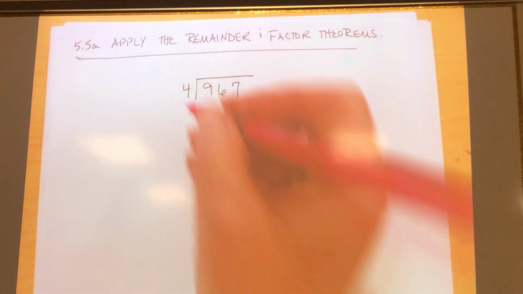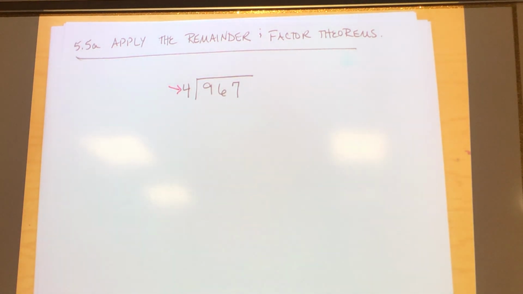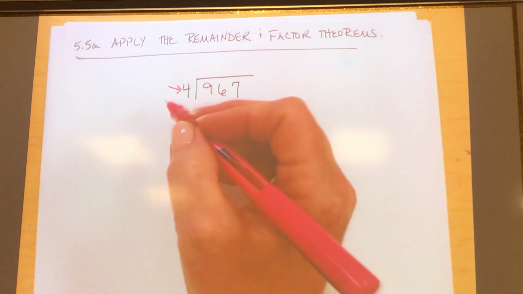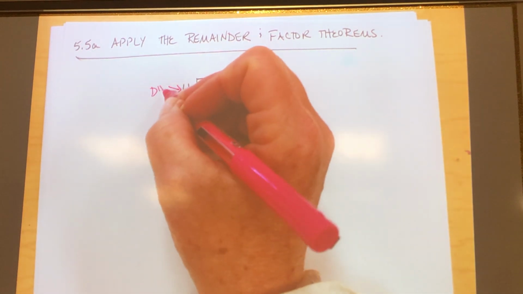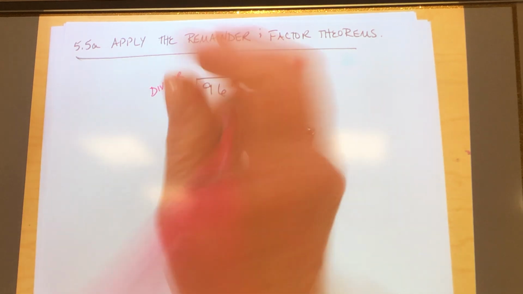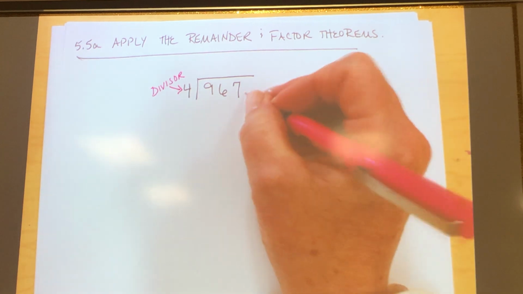All right? Does anybody know what this guy's called? Okay, that's what almost every class has said, the dividend. Listen, here's the clue. The dividend is in the house. Does that make sense? So that's my divisor. The divisor is outside the house. The dividend is in the house.